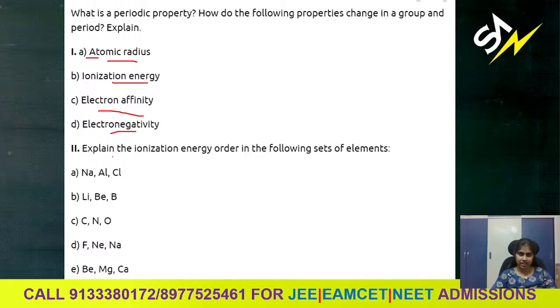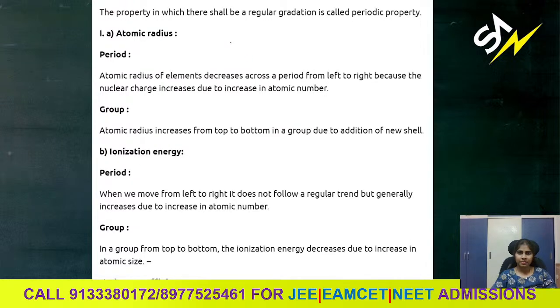And one more question is added. Explain the ionization energy order in the following sets of elements. We have a few elements here. So let us see the first part. The property in which there shall be a regular gradation is called periodic property. It means there will be some changes as it goes from left to right or top to bottom. Those types of properties are mainly known as the periodic properties. What is the first one given? Atomic radius.